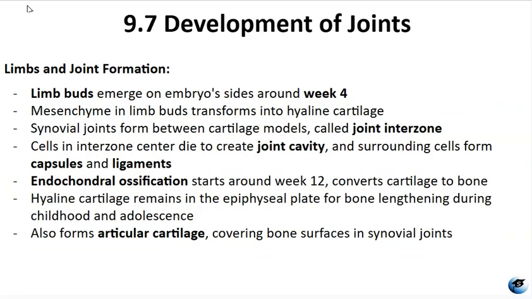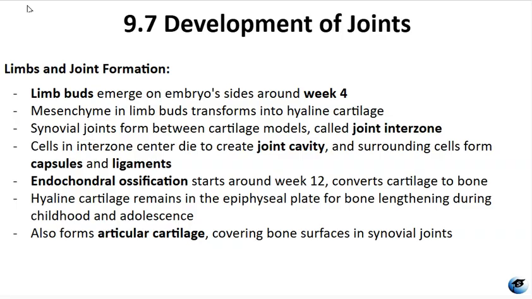By week 4 of development, limb buds appear on the embryo's sides. Inside, mesenchyme transforms into hyaline cartilage, and synovial joints begin to form at the joint interzone. As cells in the center of this zone die, they create the joint cavity, while surrounding cells form the joint capsule and ligaments. Around week 12 of development, endochondral ossification begins, turning cartilage into bone.